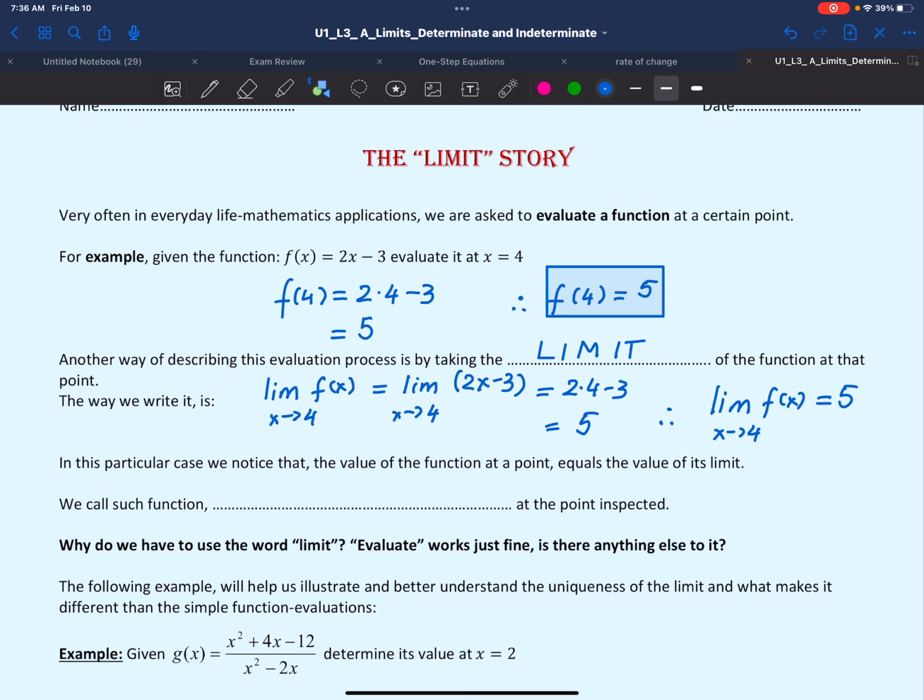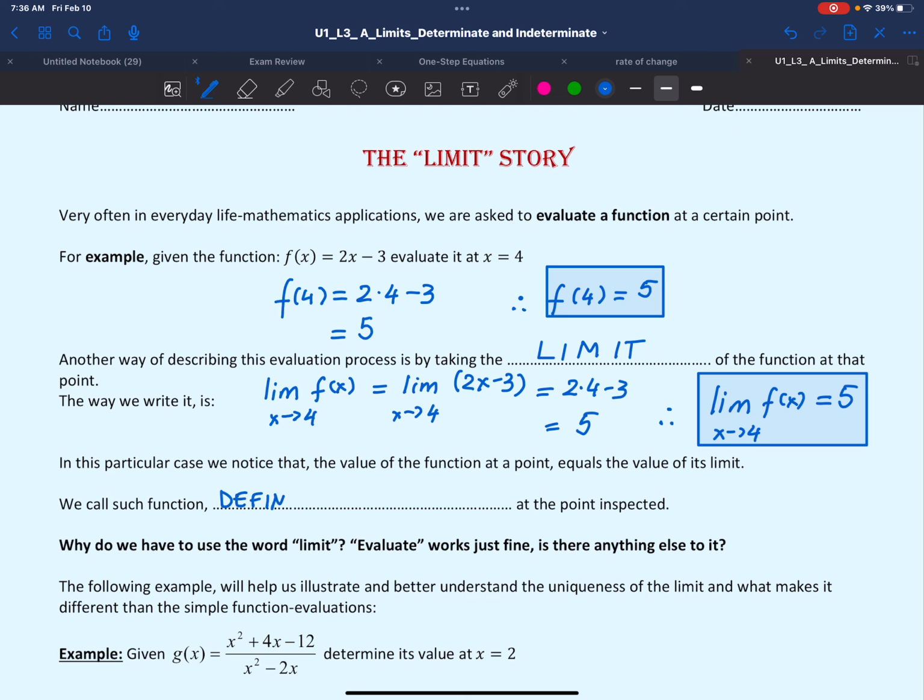So as you can see, both the value of the function at 4 and the limit of the function at 4 equal the same number. Not only this, but the process of evaluating the function at 4 and finding the limit of the function at 4 is pretty much the same. In such cases, we say that the function is defined at x equals 4.